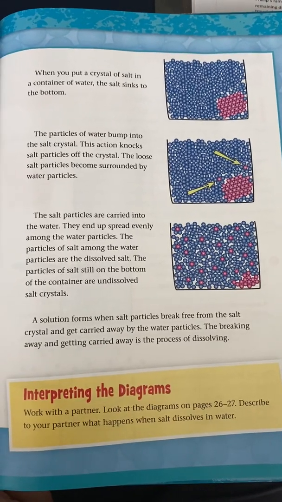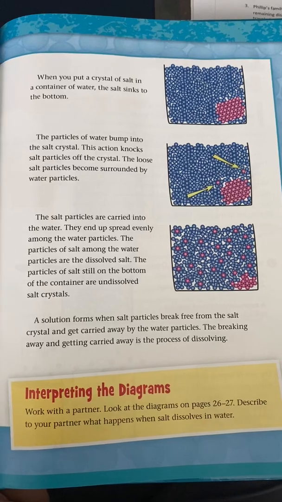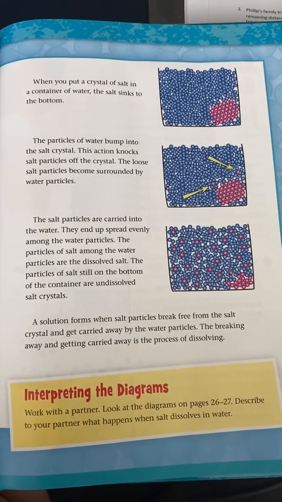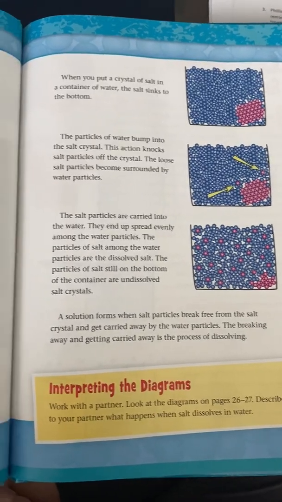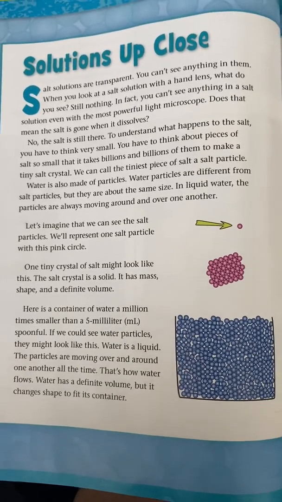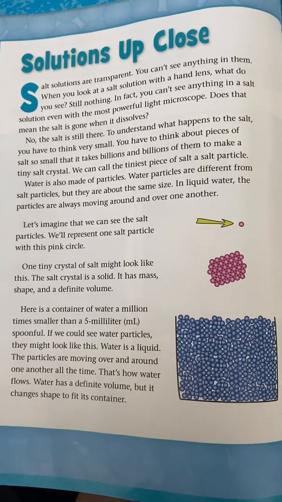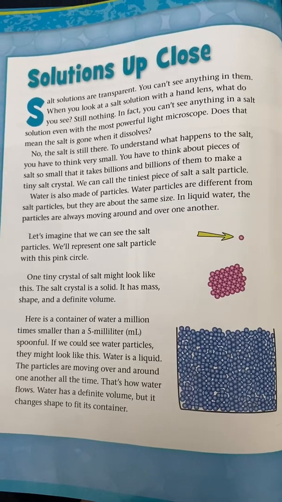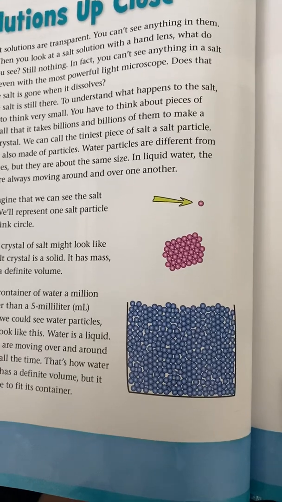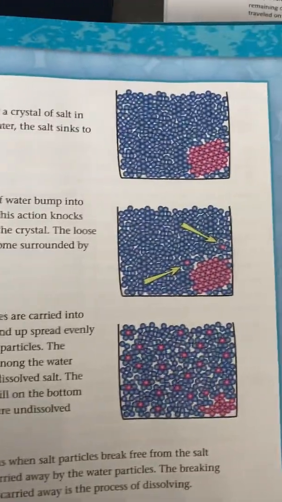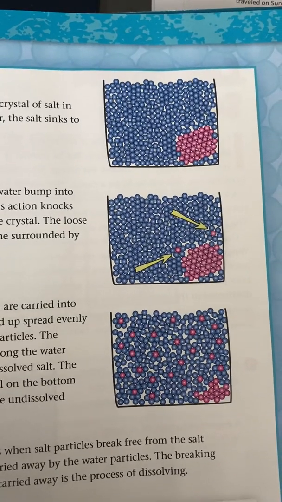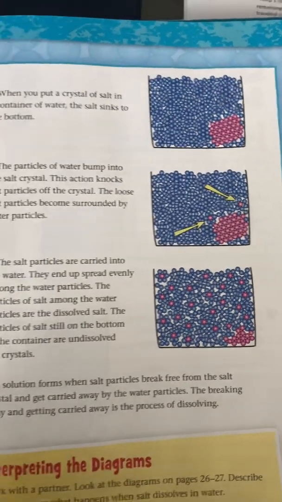Interpreting the diagram. Work with a partner at the diagrams on page 26 and 27 and describe to your partner what happens when the salt dissolves in water. That is your task for today. Describe to me what happens when you put the salt into water. Here's one salt particle being dropped into water. Here's the diagram. The salt particle goes down to the bottom. Tell me what happens to it and how it dissolves.